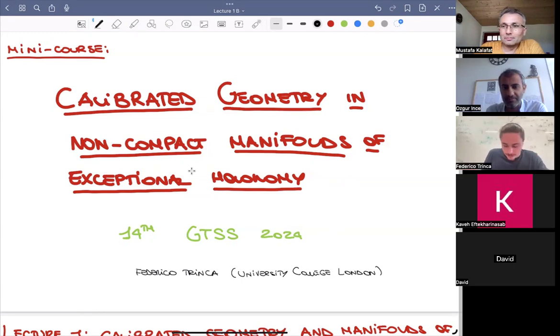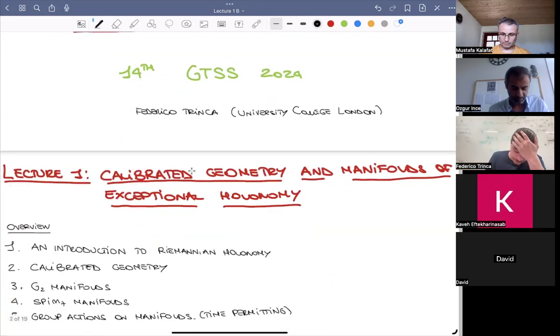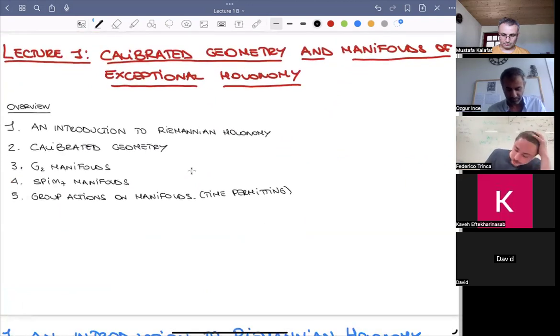I'm going to talk about this very interesting topic in geometry, which is calibrated geometry in non-compact manifolds of exceptional holonomy. This is going to be divided into 4 courses. 2 are going to be more introductory, and 2 are going to be more research-based. In this first talk, I'm going to set the foundation of calibrated geometry and manifolds of exceptional holonomy. If you don't know what any of these words mean, that's fine for now.